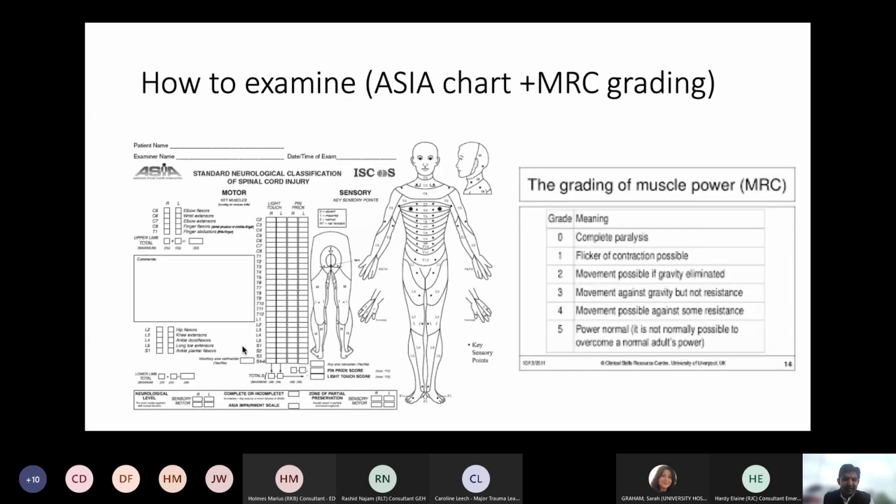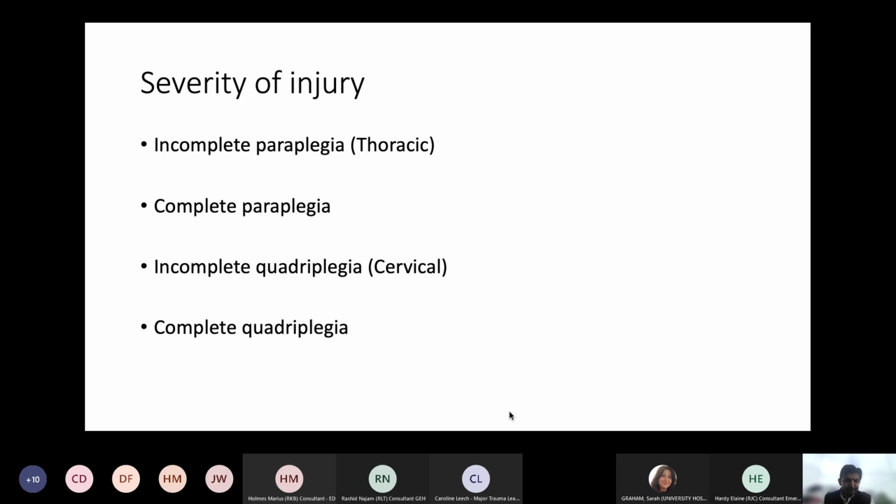This is just a bit of detail about the ASIA chart. I'm sure these are available in most emergency departments. If you can fill them in, that's really helpful for us in terms of getting an idea of baseline, particularly if a patient has evolving neurology or in the decision making about whether or not the patient would benefit from surgery, or whether they've got spinal cord injury and where they go. Can they go to the ward, or do they need invasive blood pressure monitoring for ensuring they've got adequate spinal cord perfusion? We'll talk a bit about that in a minute.